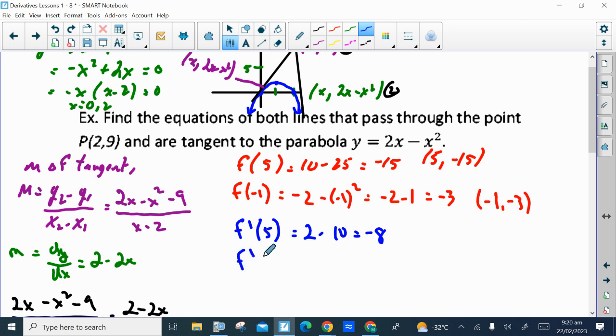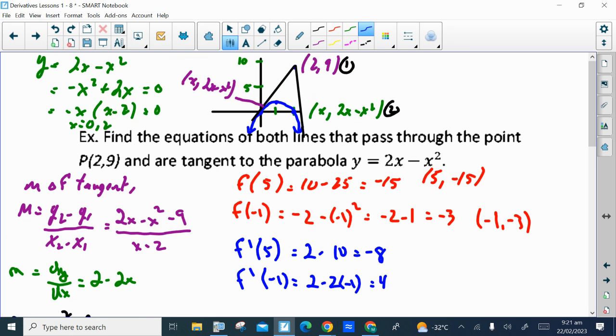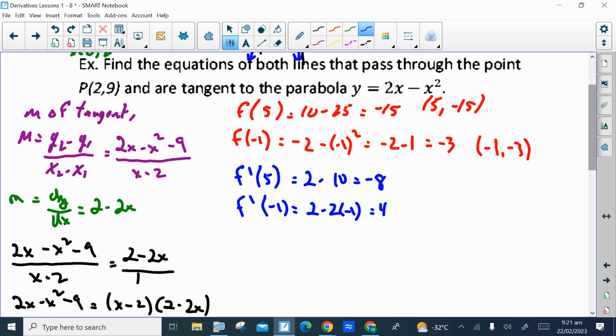The line on the left, the value of the derivative when x equals negative 1, will be 2 minus 2 times negative 1. That becomes 2 plus 2, or positive 4. Again, that jives with what our graph does. Right? The line on the left has a positive slope. The line on the right has a negative slope. The line on the left, you can tell by looking at it, is less steep. Right? So everything jives with what the sketch is telling us. So now we just have to write our 2 equations.